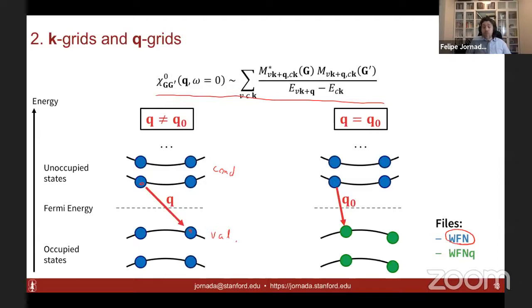However, if you want to compute the dielectric function for a very small q, you tell the code that it's not q exactly 0, but rather a very small q. The way that you evaluate this quantity is that you use your same regular grid for the conduction states, and for the valence states, you use a slightly shifted grid, stored in a file WFNQ, so that it can accurately compute those transitions and evaluate this polarizability for arbitrarily small wave vectors.